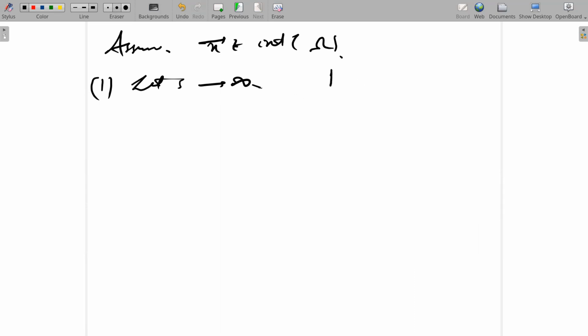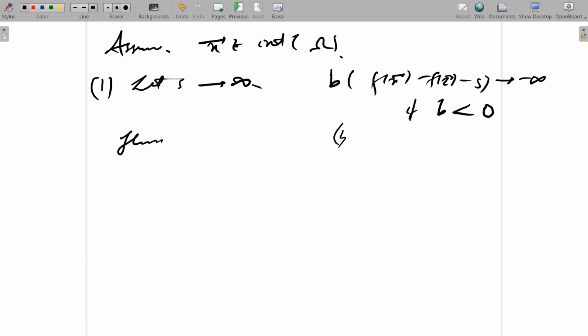B times f(X) minus f(Z) minus S will go to minus infinity if B is less than 0. So hence, B is bigger than or equal to 0. This is something we established. And till here also we have not used the fact that X is in the interior of omega. Right here is where we'll be using it.